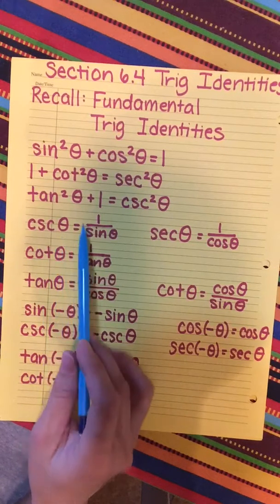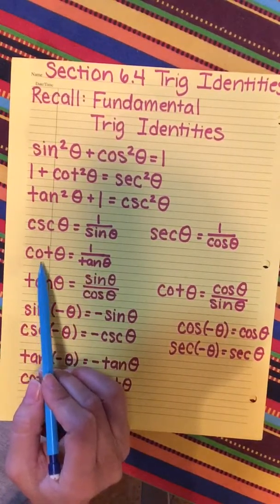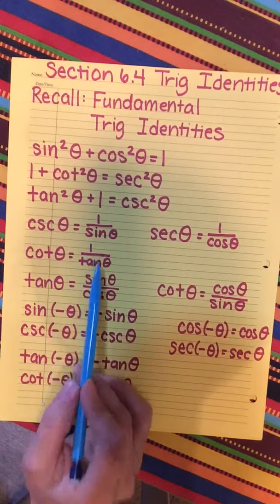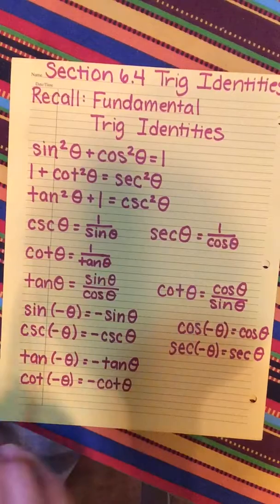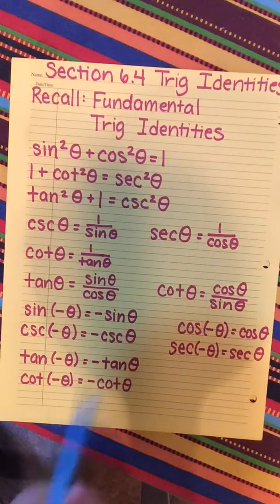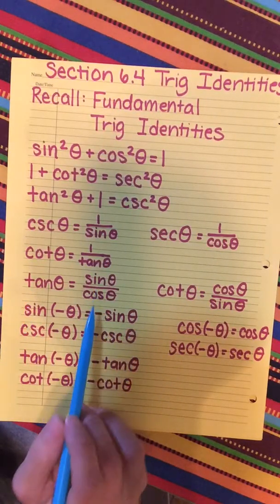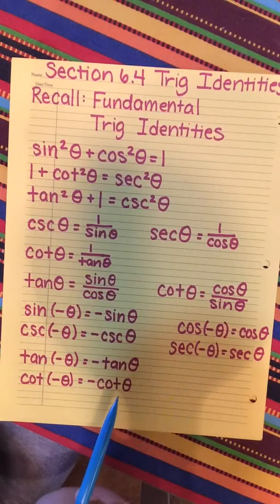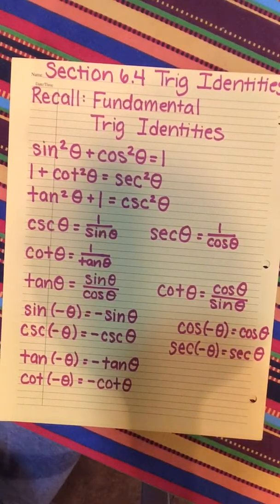Cosecant of theta is the same thing as 1 over sine of theta. Cotangent of theta is the same thing as 1 over tangent of theta. Secant of theta is 1 over cosine of theta. Tangent can be written as sine over cosine. Cotangent can be written as cosine over sine.